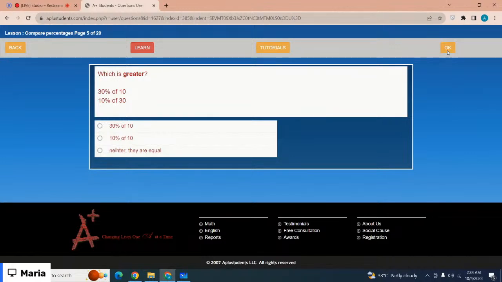Okay, which is greater, 30% of 10 or 10% of 30? Just do two calculations and let me know the answer, right? Which one is greater? I think they both are equal. Just calculate and let me know the answer.